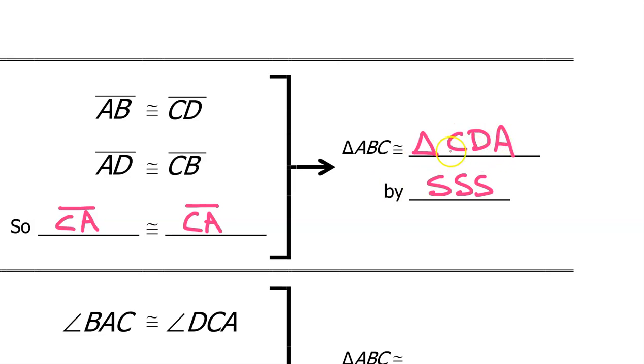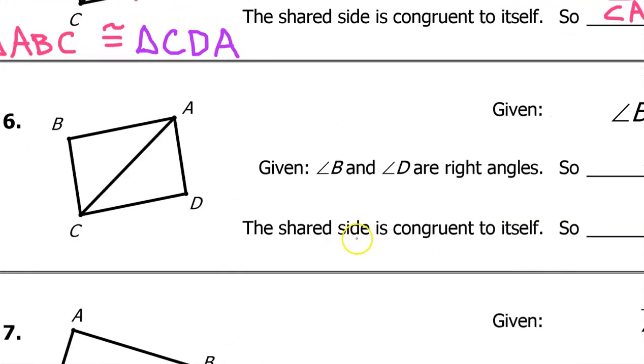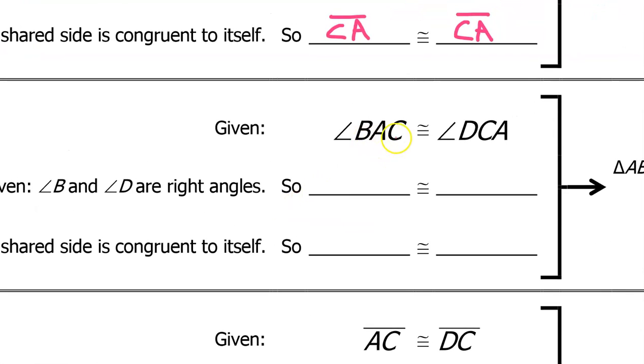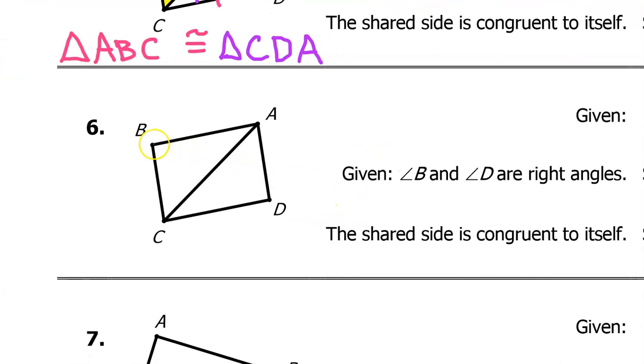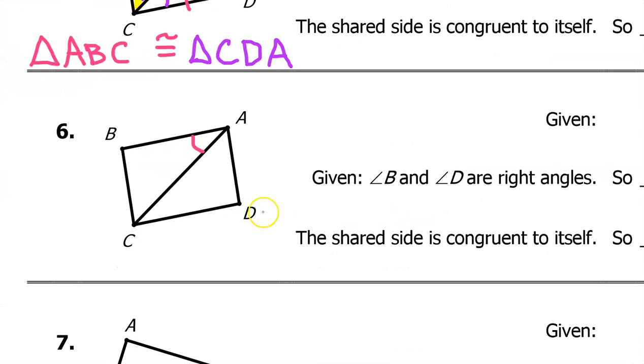What I just did right there is one of the hardest things to do. A lot of students struggle with that, so we're just going to keep practicing. So look at problem number 6. We are given that angle BAC, let's focus on that, all right? Angle BAC is this angle right here. So we're given that this is congruent to angle DCA. Angle DCA is this angle right here.